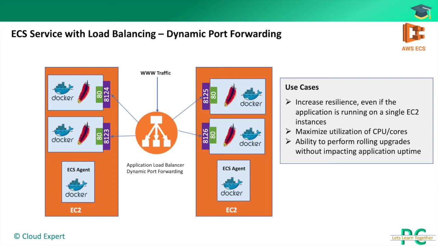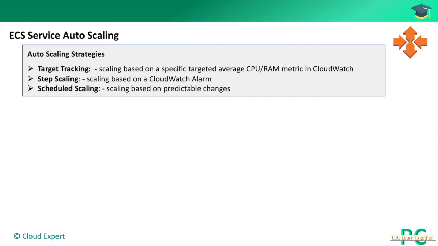Now we can launch multiple containers of the same application simultaneously. The next question would be how we can automatically scale out based on load. ECS service autoscaling is the answer. CPU and RAM are tracked in CloudWatch at the ECS service level. You can utilize these metrics to scale your ECS service as per requirement. There are different scaling strategies available and you can select any one.